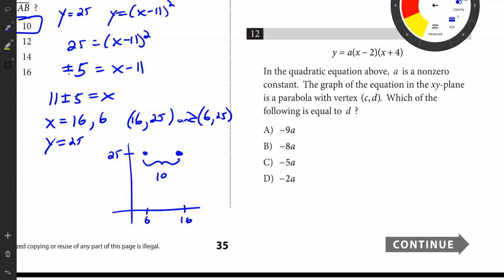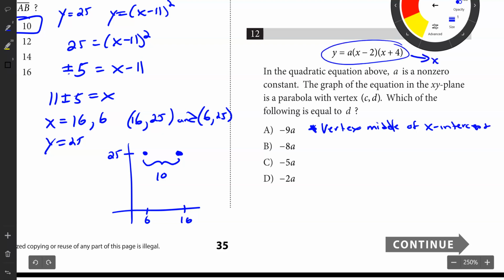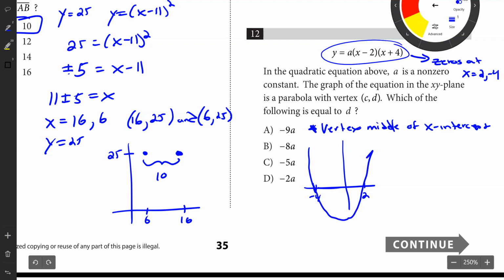If you think about a parabola, our vertex is going to be in the middle of the x-intercepts in this case. So we can see our equation has x-intercepts, or zeros, it's the same thing, at x equals 2 and negative 4. If I drew a little sketch here, here's negative 4, here's 2. My parabola is more than likely going to open up, though it doesn't matter up or down. And my vertex is going to be right in the middle.